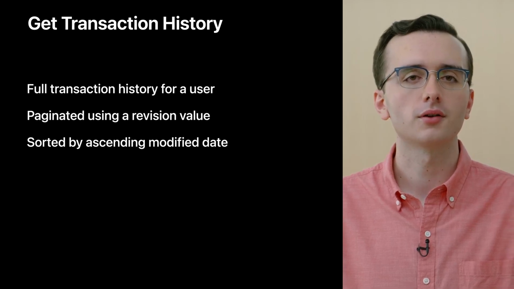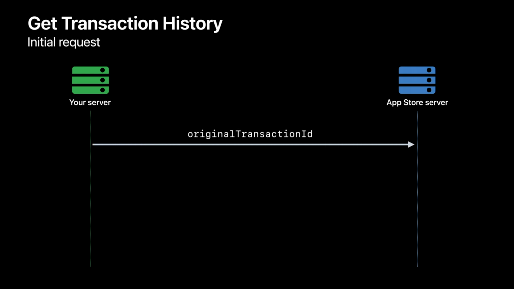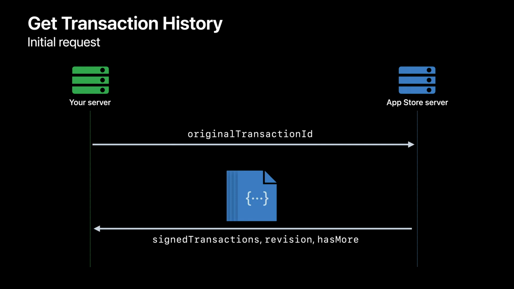Let's take a look at how this works. You call the Get Transaction History endpoint and provide an original transaction ID. The App Store server will return up to 20 signed transactions for that user. It will also return an updated revision value that you will provide in your next page request for this user. You'll know there's more data available when the Has More field in the response is true.